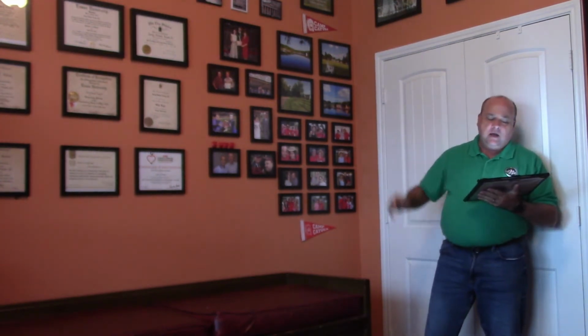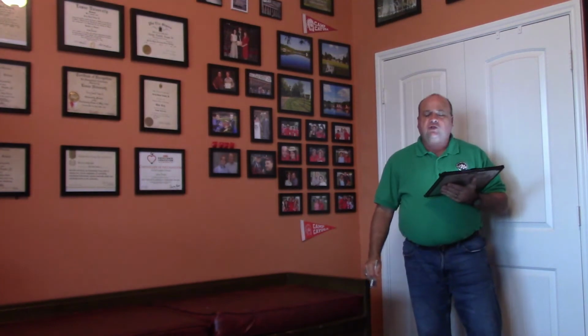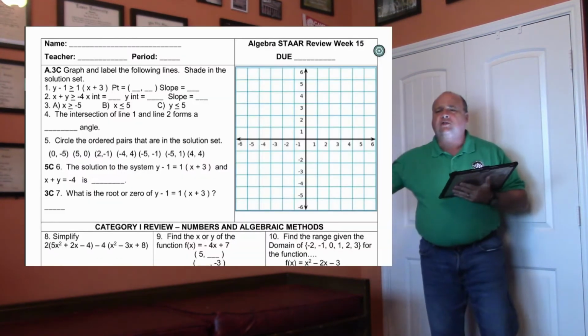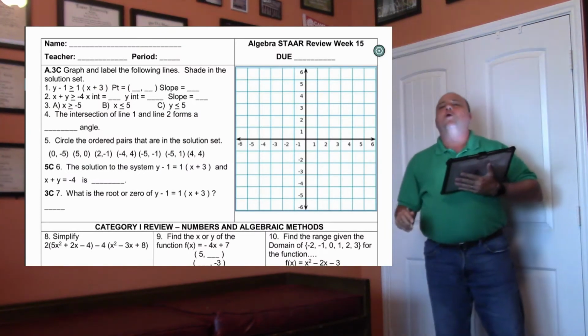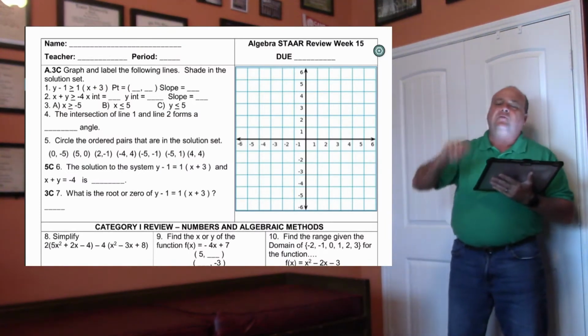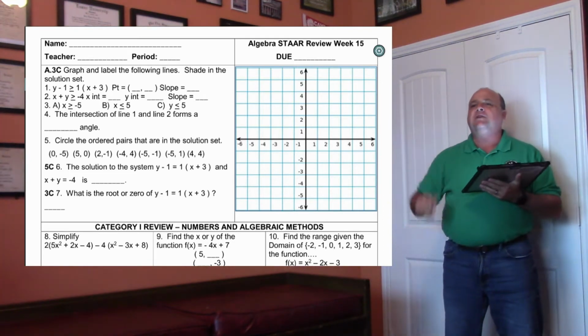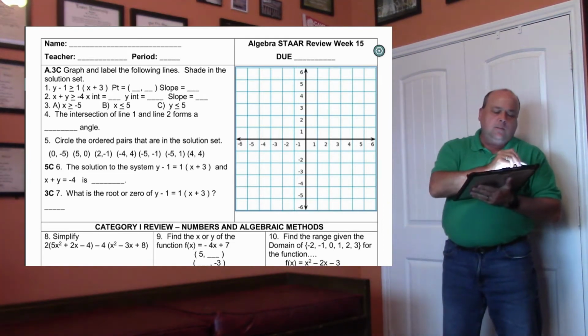Piece of cake. Okay, today we're going to work on STAAR Review 15, and we're going to the front, and a magical whiteboard appears, and let's start rocking and rolling. So remember, on the first three, we've been graphing lines all fall. Y'all should have this down now. So let's go through and do number one.